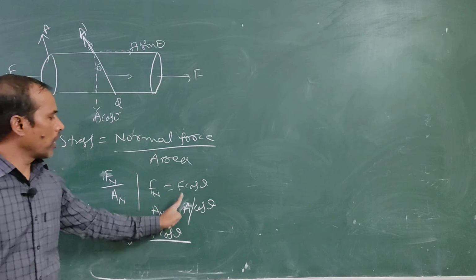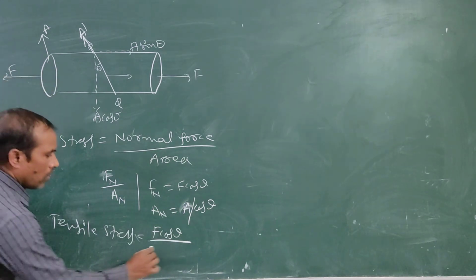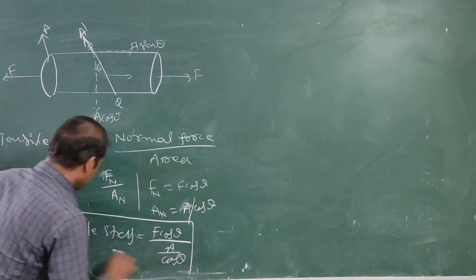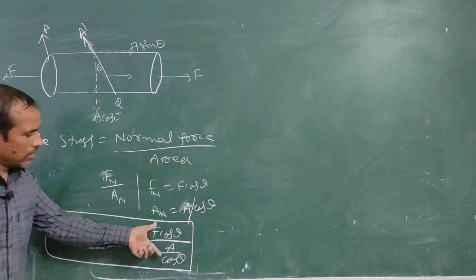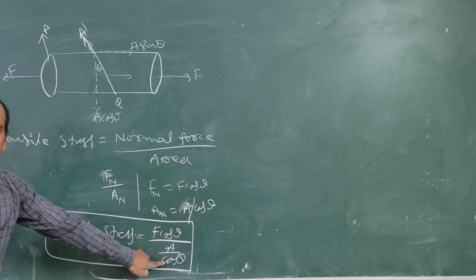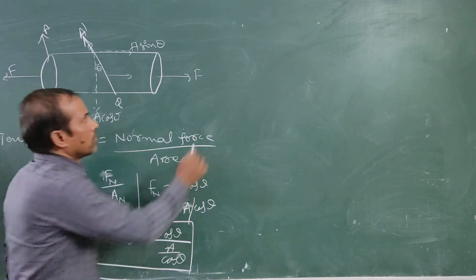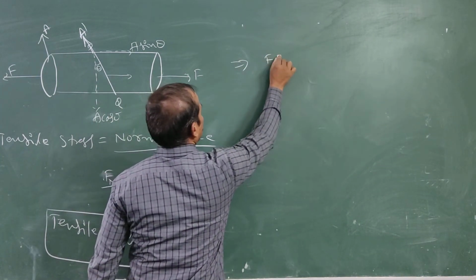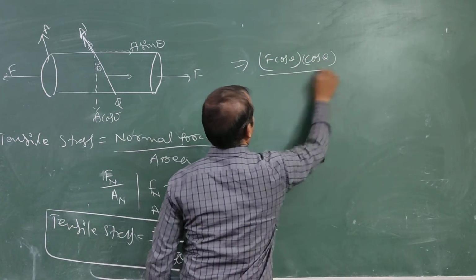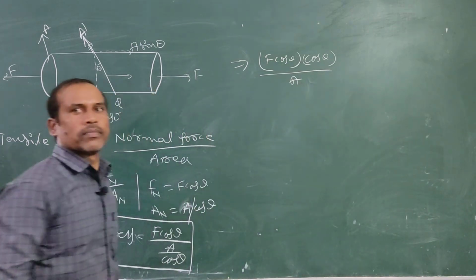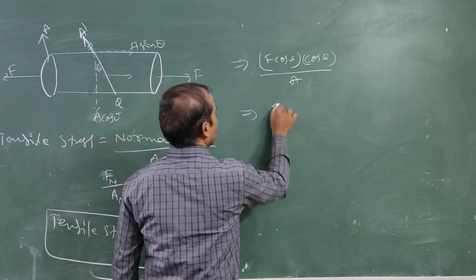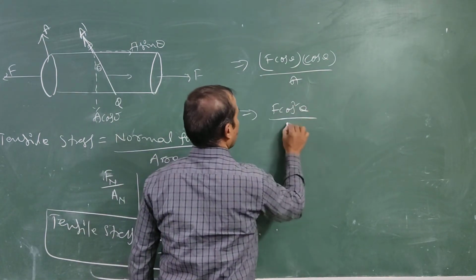Normal area is equal to A by cos theta. So this is a tensile stress. Simplifying, we get F cos theta into F cos theta by A, cos into cos, squared. So it simplifies to F cos square theta by A.